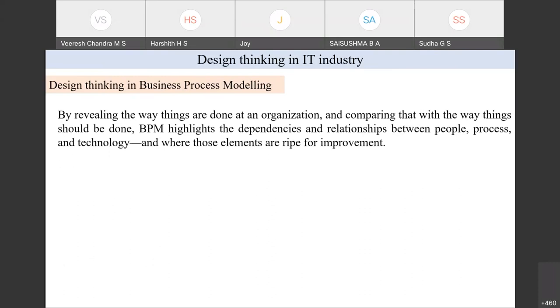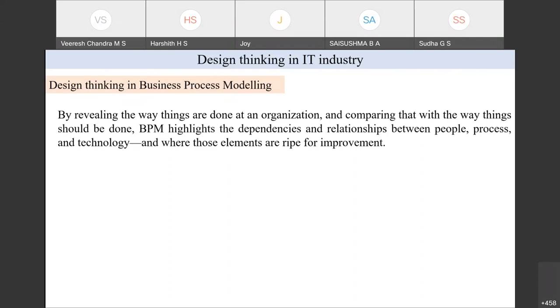So by revealing the way things are done at an organization and comparing that with the way things should be done, BPM highlights dependencies and relationships between people, process, and technology. So what exactly does this BPM do? It is bringing the whole process to pieces, correct? It is revealing how things are done in the organization, at every level, and it is comparing that with how things should be done: what is happening and what should happen.